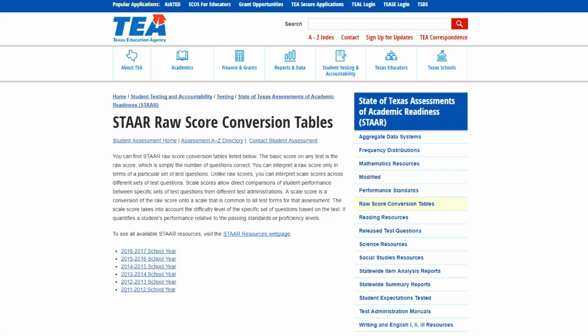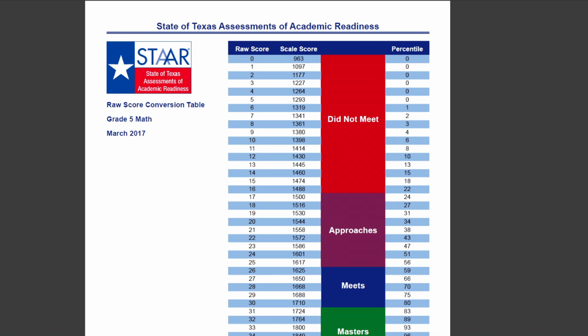If you look at maybe 2016-17 to get an idea, I pulled this for grade 5 math. What this says is that on the STAAR test for grade 5 math, there's the number of questions, a raw score, a scale score, and then that relates to a performance level. We talked about those: does not meet, approaches, meets, and masters.